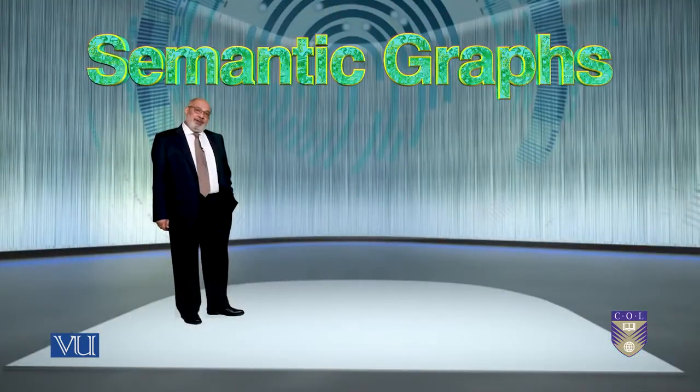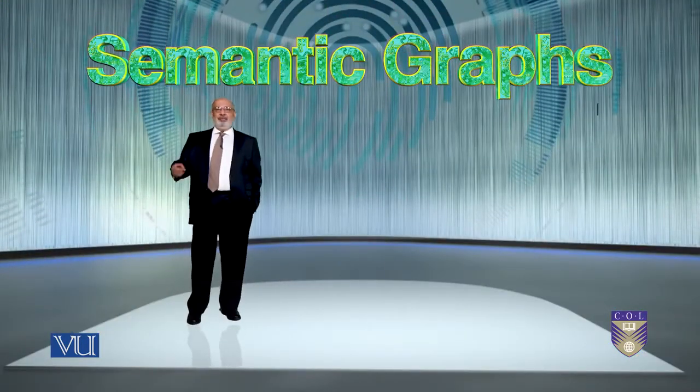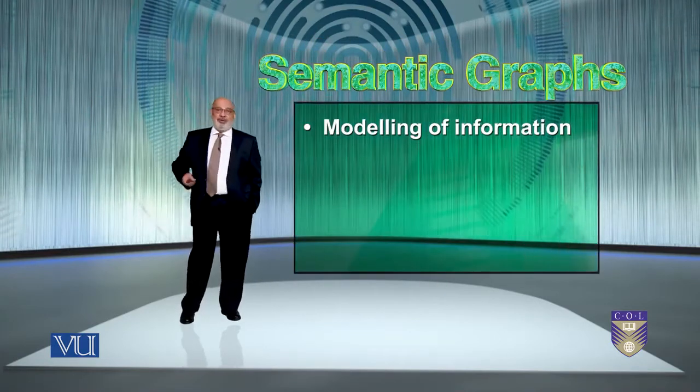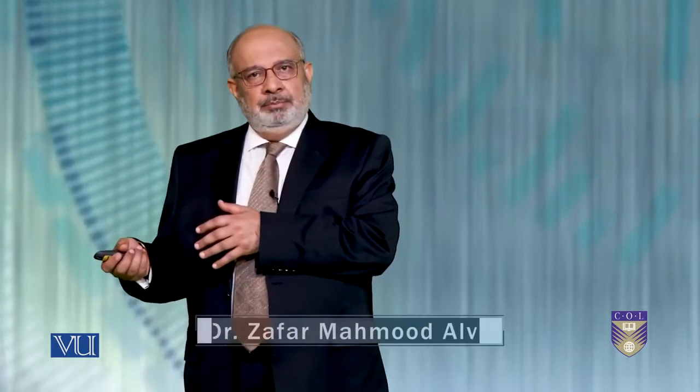Semantic graphs, another very interesting feature. Semantic graphs are more concerned with modeling of information, based on semantic representation. Semantic means the language thing. You say a cat is a mammal. A mammal is an animal. Something is a tree or something is a bird and so forth.